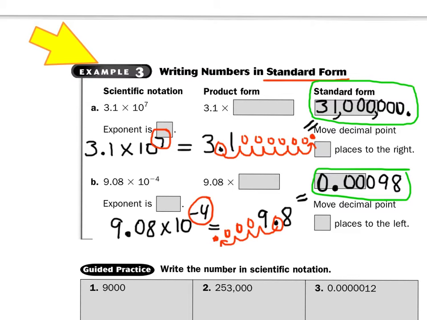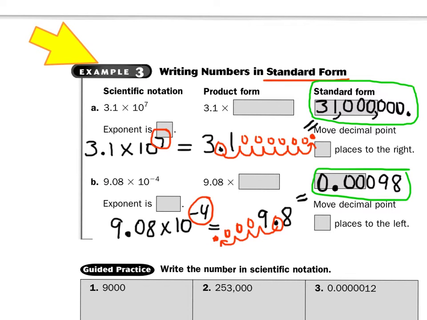Now we're supposed to put the commas in correctly. So from the decimal point, count backwards. 1, 2, 3, put a comma. 1, 2, 3, put a comma. And now you could read that number to me. That would be 31 million. Okay, take a look at B.